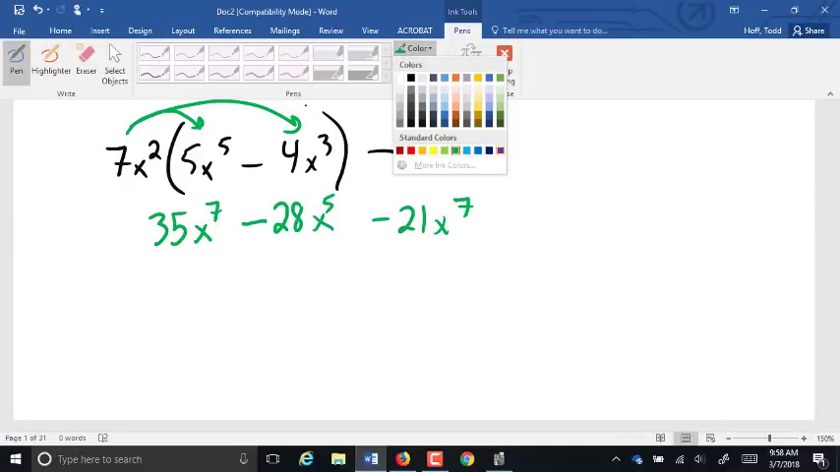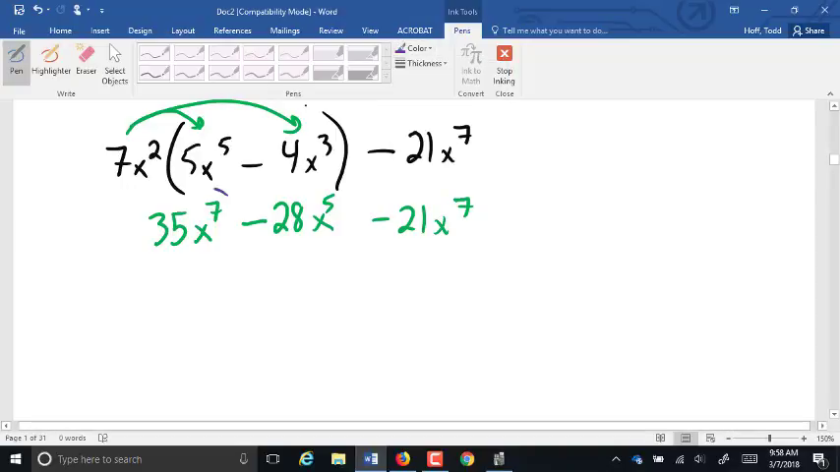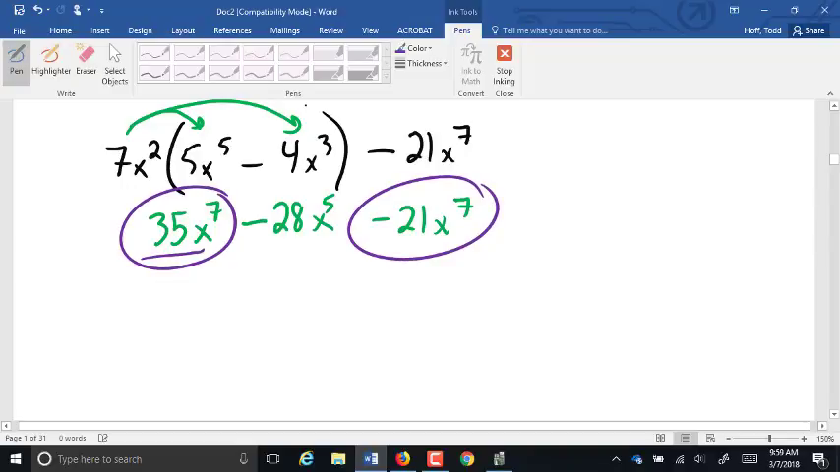Are we done? No, we've got x to the seventh here. 35x to the seventh and negative 21x to the seventh is 14x to the seventh. When we add or subtract, we keep the same name. Minus 28x to the fifth.